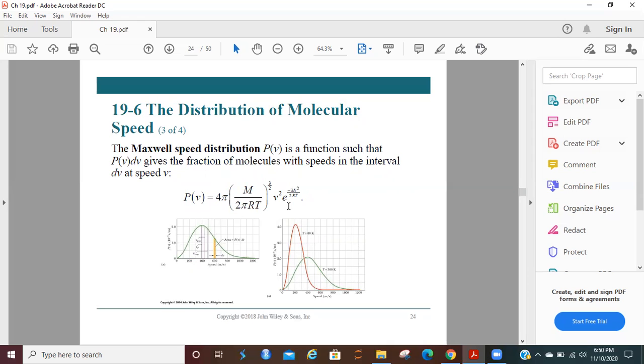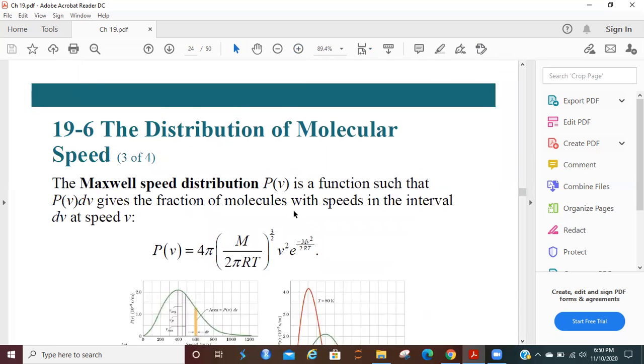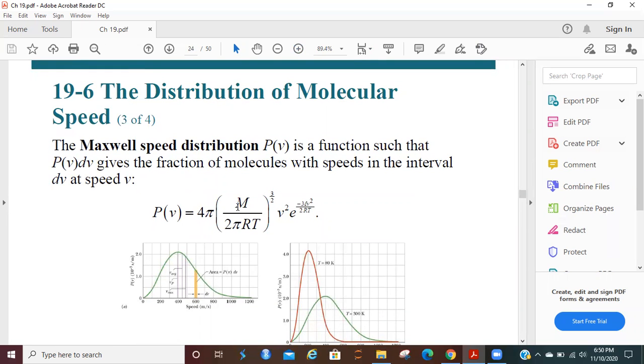So the Maxwell speed distribution, P sub V, is a function such that P of V times dV is going to give you the fraction of molecules with speed in the interval dV at a certain speed. So this particular distribution is what gives you this particular form. Obviously, it's dependent on the mass, it's dependent on the temperature, and also the velocity. So you can see how that particular formula is charted with respect to speed here.